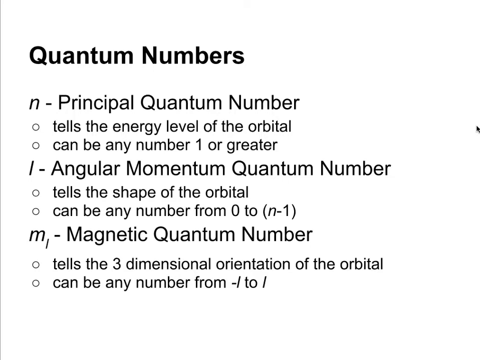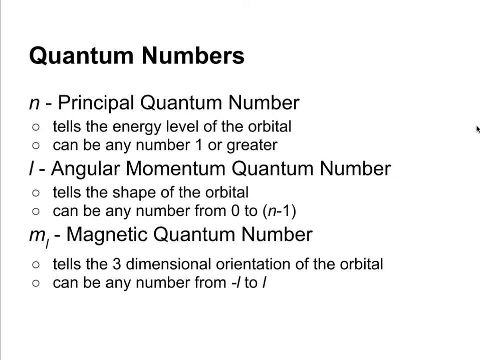L is the angular momentum quantum number, and that tells us the shape of the orbital, and it can be any number from 0 to n minus 1. So if we're looking at the 4th principal energy level, where n equals 4, that means the angular momentum quantum number could be 0, 1, 2, or 3. It's always going to be 1 less than the principal quantum number.